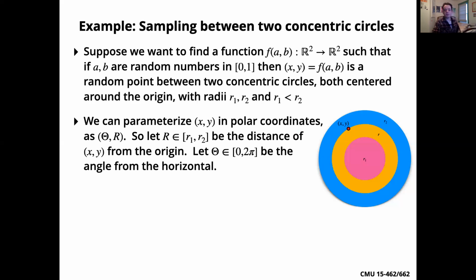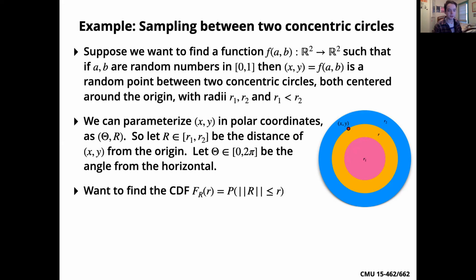You'll find a common theme whenever we're doing these inversion sampling problems is coming up with a parameterization. In this case, we're going to parameterize this circle in polar coordinates. We're going to have an angle, big theta, and big R. Let's say this is the random point that we want to generate. Then big R is the radius of the point with respect to the origin, and theta is the angle from the horizontal. So this little r is representing the radius of x, y, and the angle is just the angle from the horizontal.